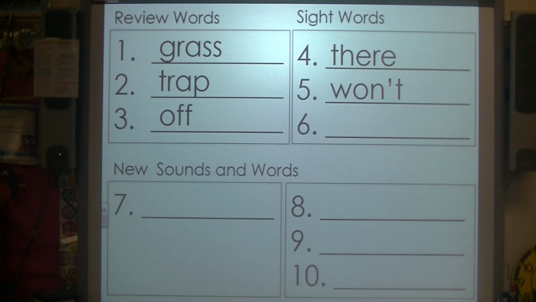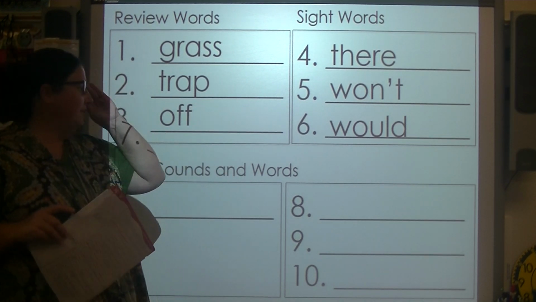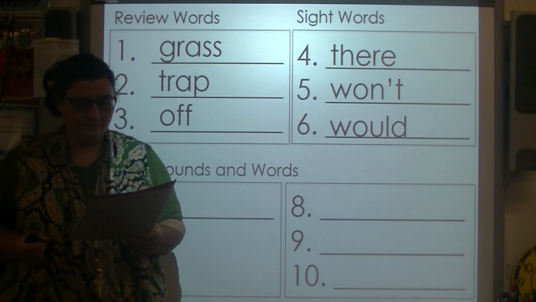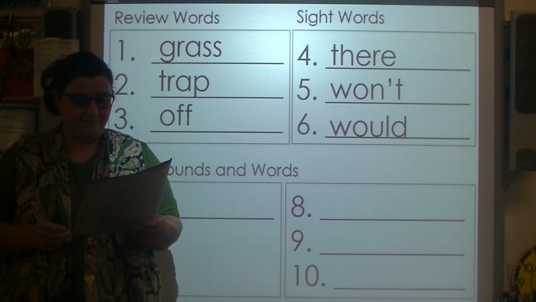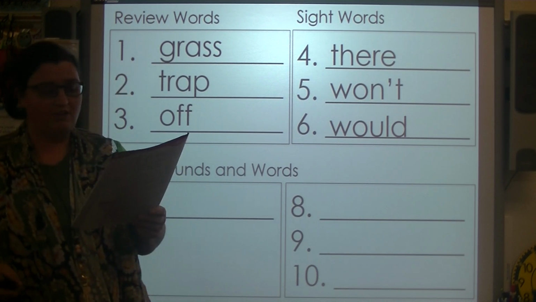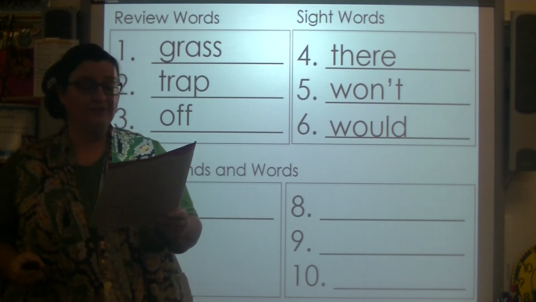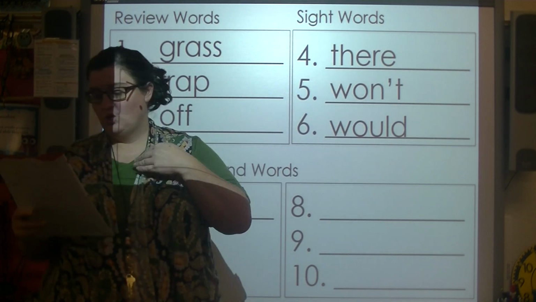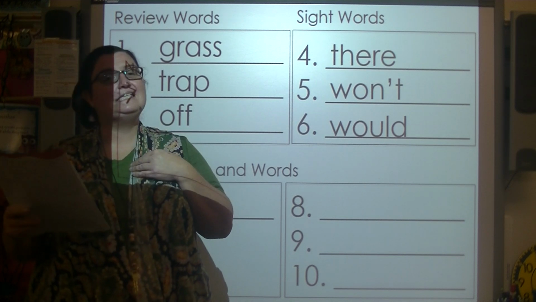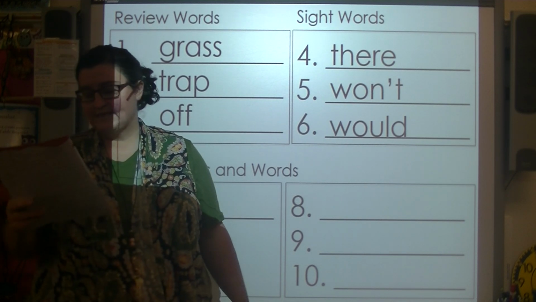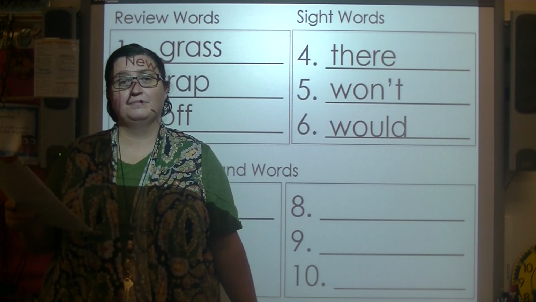Now let's check your work. Would. W-O-U-L-D. Would. Now make sure you have them all spelled correctly. All right. Now echo these words and listen to the sound in the medial or middle position. Feet. Weep. Teen. What sound do you hear in the medial position?